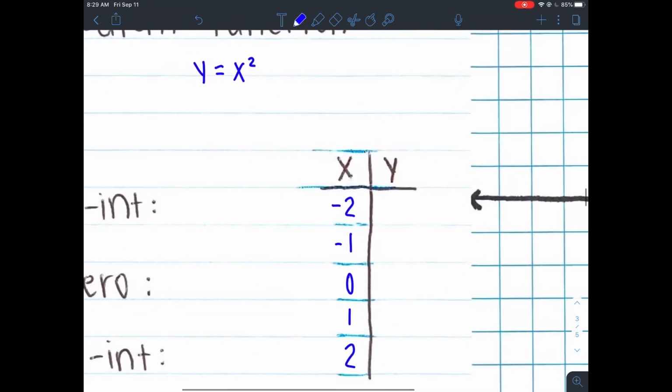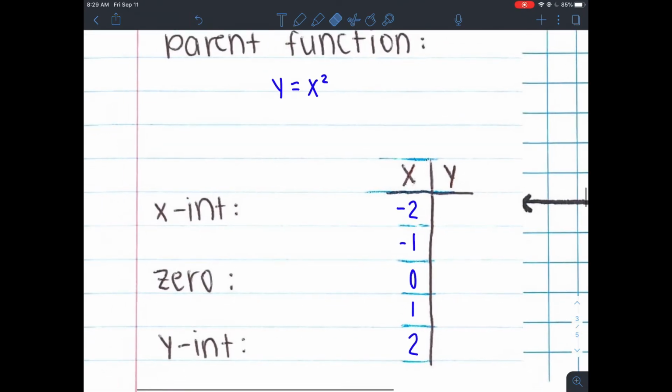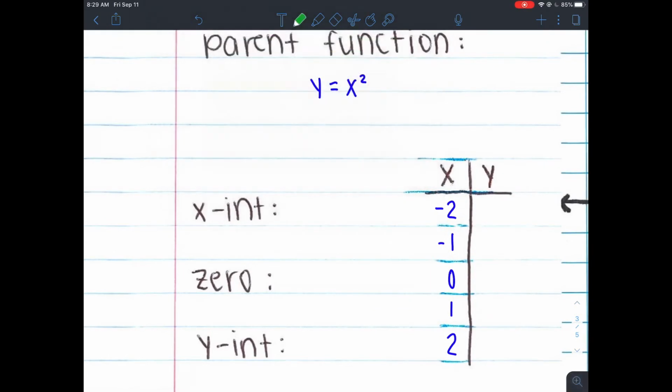I forgot to mention this, but your x value is your input, right? Your x value is your input, y is your output. So x is what you're putting in, y is what you're getting out. Because the x values are given to you, you need to be able to solve for the y values. So we're going to solve for all of these. We're going to do -2 first for x.